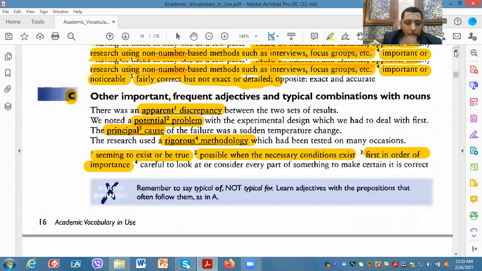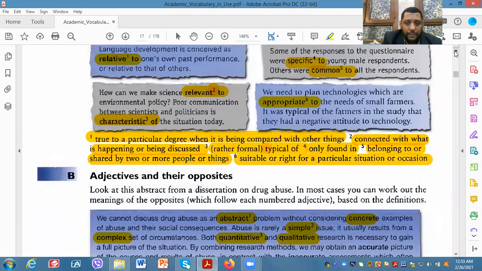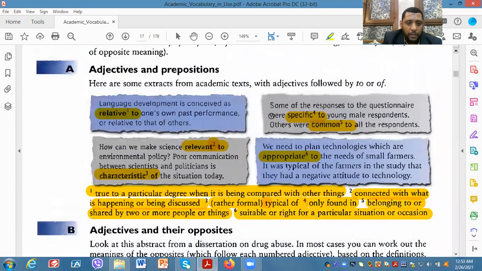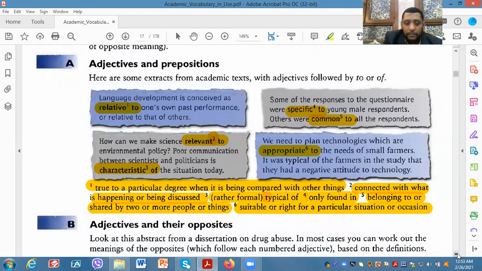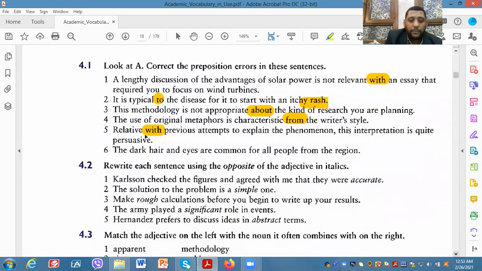Relative to. So it is relative to, all right? Relative to is not relative with. So it becomes: relative to previous attempts to explain the phenomenon, this interpretation is quite persuasive.